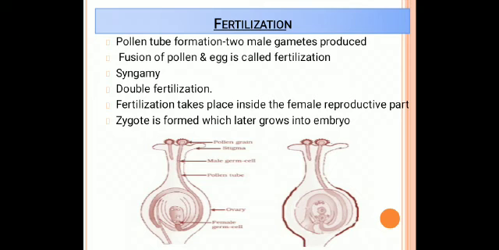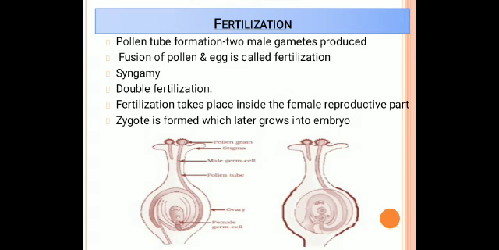What is syngamy? Of the two male gametes present in the pollen tube, one fuses with the egg to form the diploid zygote. This fusion is called syngamy. This zygote divides several times and forms the embryo.